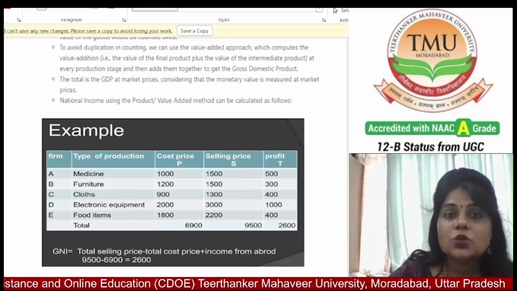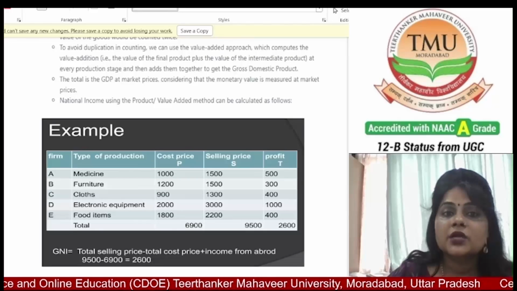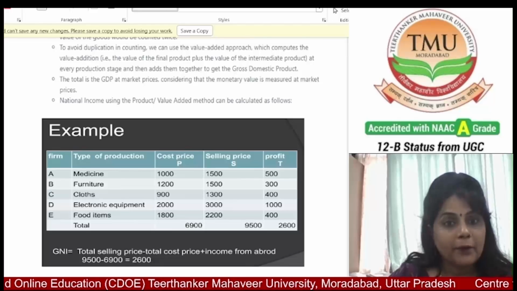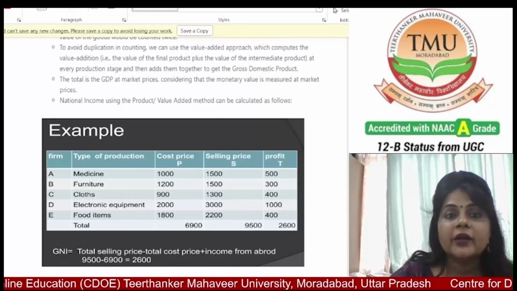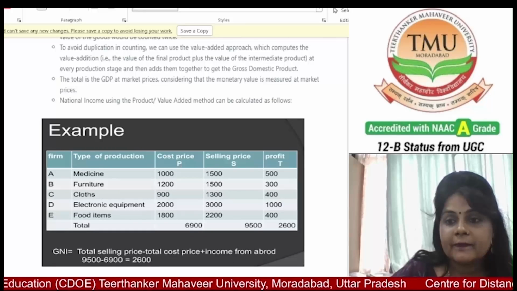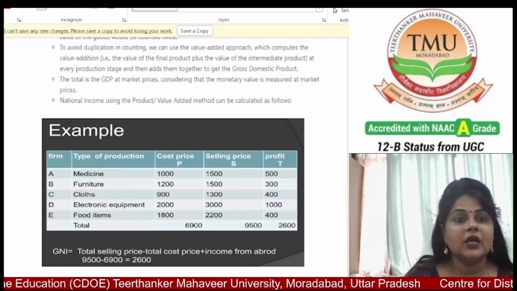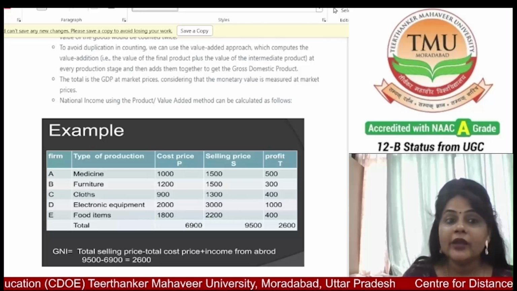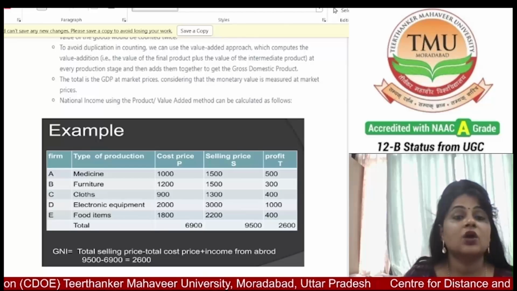9500. So profit 2600. So GNI is equal to total selling price minus total cost price plus income from abroad. So 9500 minus 6900 is 2600. So, in this method, all goods and services produced during the year in various industries are added up. This is also known as value added GDP or GDP at factor cost by sector of origin.